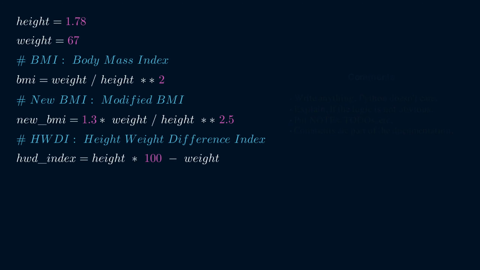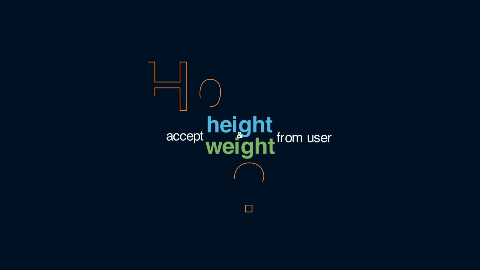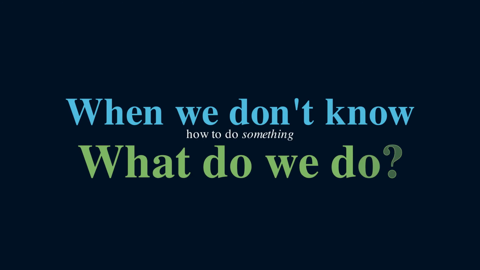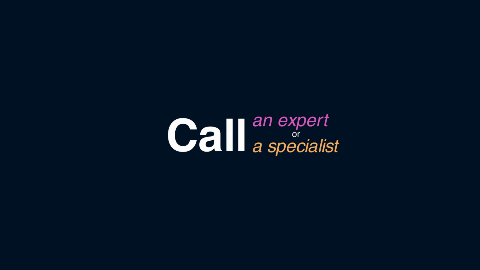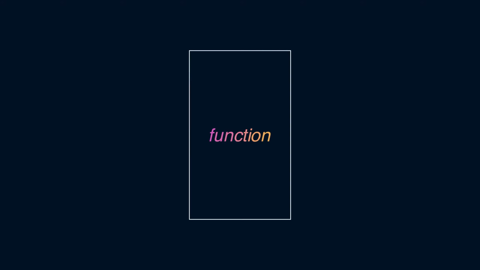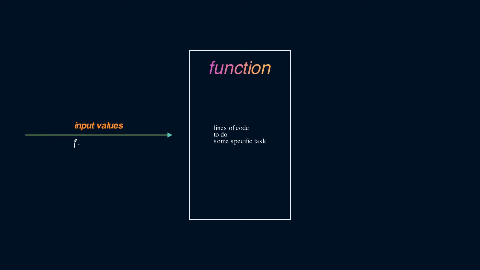Back to our program. Is it finished now? No. This still uses fixed or hard-coded values for height and weight. We need to accept input from user, but don't know how to do that. When we don't know how to do something, what do we do? Call someone who's an expert in doing that, right? In programming, we can call functions like that. A function is a block of code that performs a specific task. It may accept some input values, or arguments, process them, and then may return an output, or return value.